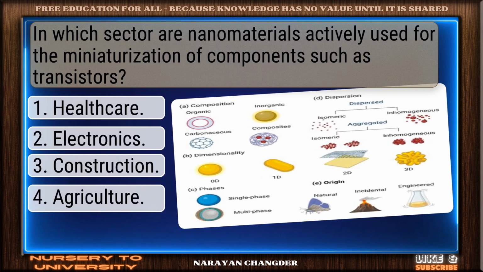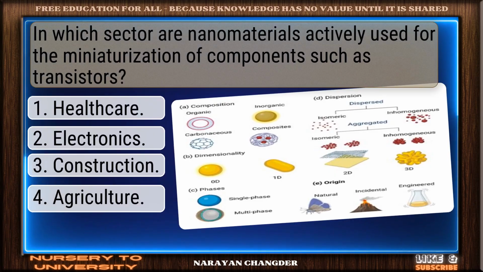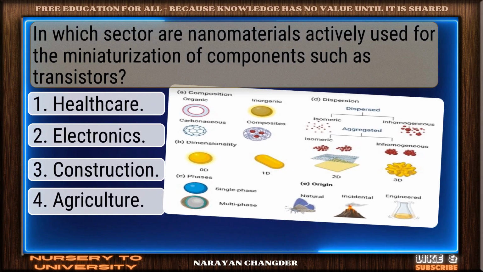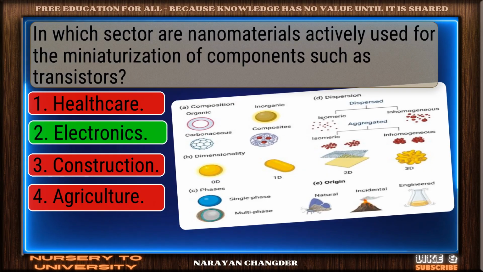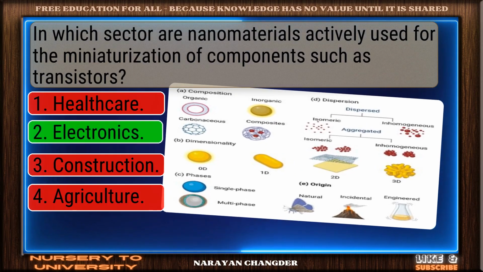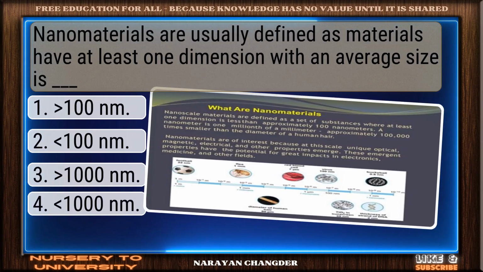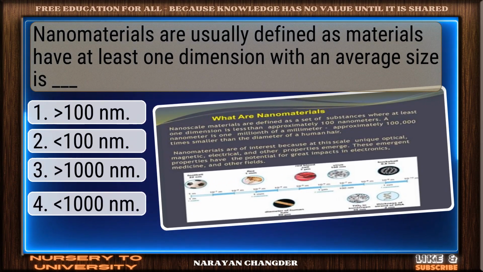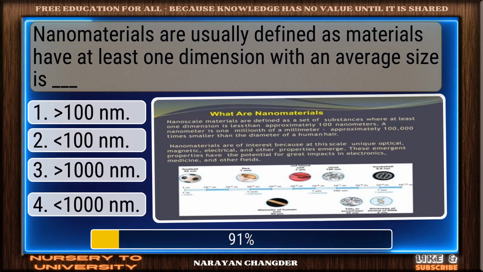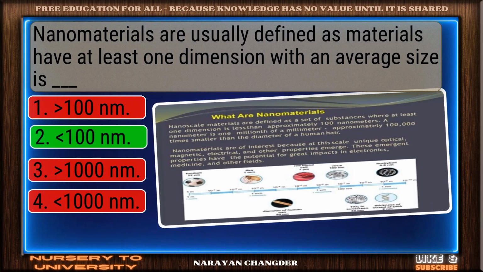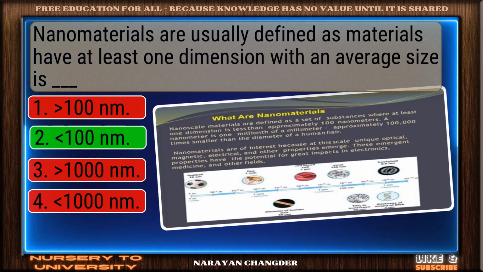In which sector are nanomaterials actively used for the miniaturization of components such as transistors? Sharp thinking. Electronics is the right choice. Nanomaterials are usually defined as materials that have at least one dimension with an average size of dash. Nice selection. A 100 nm is the correct and valid answer.